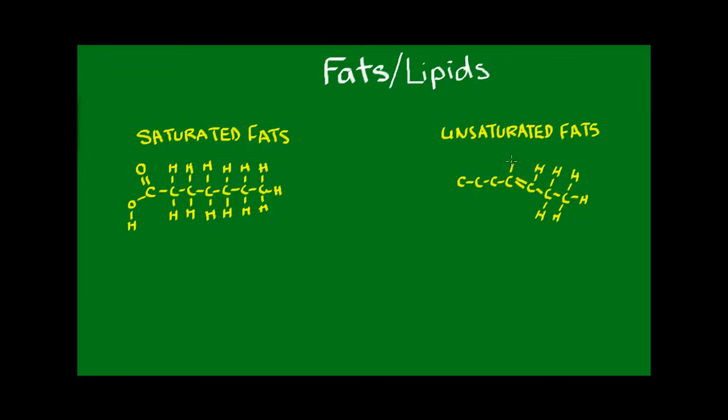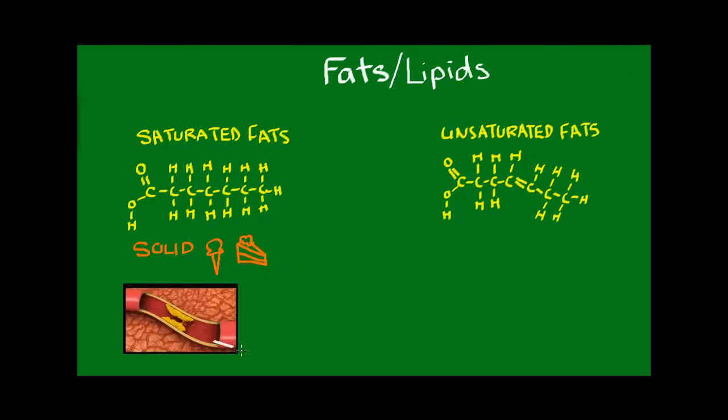How can you tell which fats are saturated and which are unsaturated? Since saturated fats have a straight chain structure, they can pack together into solids and can be found in butter, ice cream, and cake. Saturated fats can clog up blood vessels and cause heart disease.